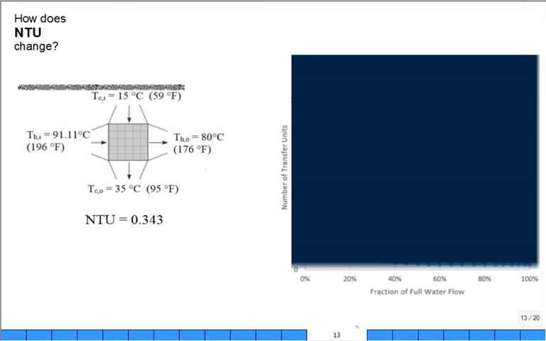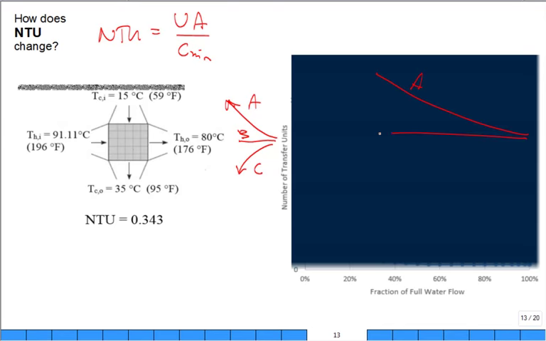Number of transfer units. What is the definition of the number of transfer units? UA over C min. Did U change? Nope, we're not changing U at all. How about area? Nope. C min? Yes. So let me just ask a quicker question. It'll eventually go up. The number of transfer units will go up. Answer A, stay the same. Answer B, or go down. Answer C, the general trend. Maybe I should draw it over here, right? Either go up, A, B, or C. Increase, no change, decrease.